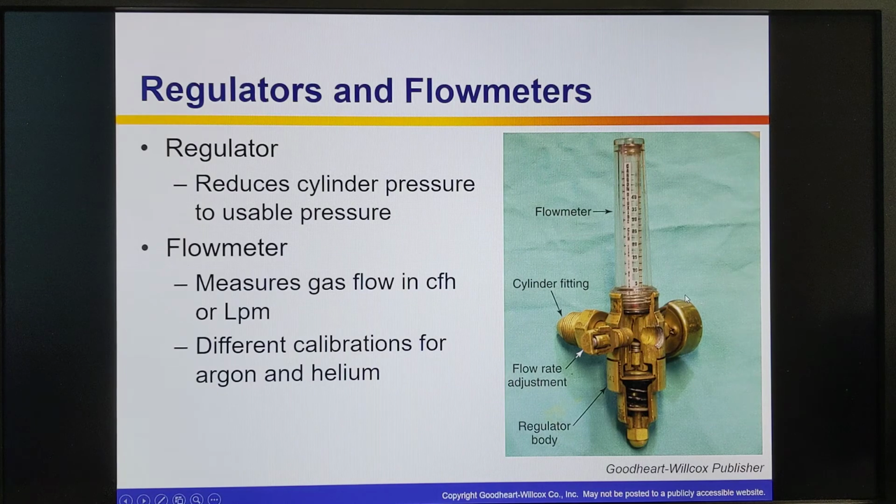So we have regulators and flow meters. Regulators reduce the cylinder pressure to usable pressures, and then the flow meter, which this is the setup that we have, measures gas flow in CFH or LPM. CFH is cubic feet per hour, and LPM is liters per minute. There's different calibrations for argon and helium. If you actually look on the side of your flow meter, you'll see where it says carbon dioxide, or it'll say argon on one side and then helium on the other.